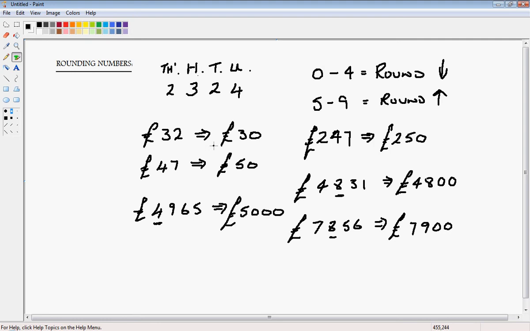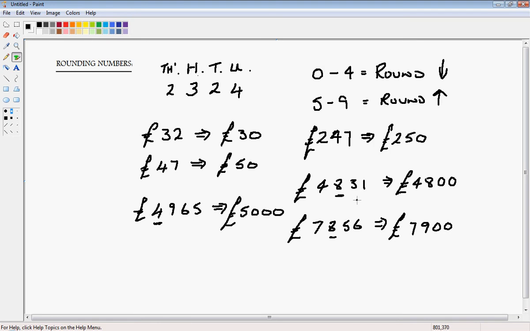Okay, so that's pretty much it. You go to the units that we're interested in and you look at the next number or numbers and you say, what is it closer to? So here, the 2, is it closer to 30 or 40? Here, is 47 closer to 50 or 40? Okay, here, if we're talking about hundreds, is 831 closer to 800 or 900?